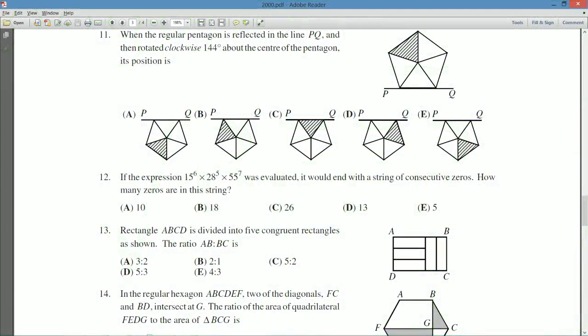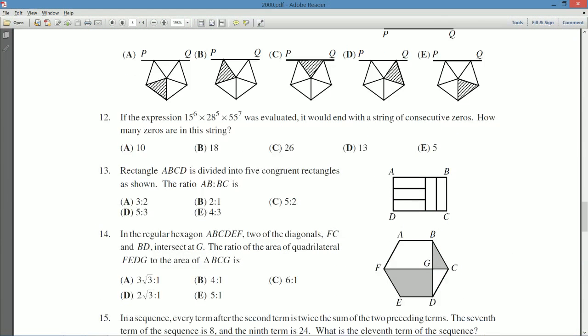We're on to question number 12, which says, if the expression 15 to the power of 6 times 28 to the power of 5 times 55 to the power of 7 was evaluated, I'm no English major, but shouldn't that be "were evaluated"? Oh well, if it was evaluated, it would end with a string of consecutive zeros. How many zeros are in this string?